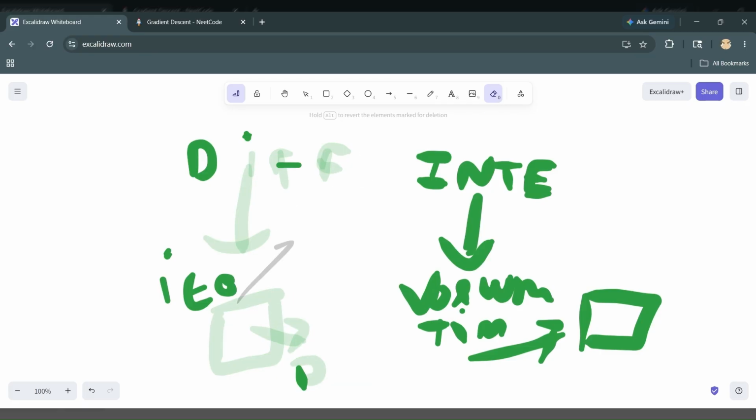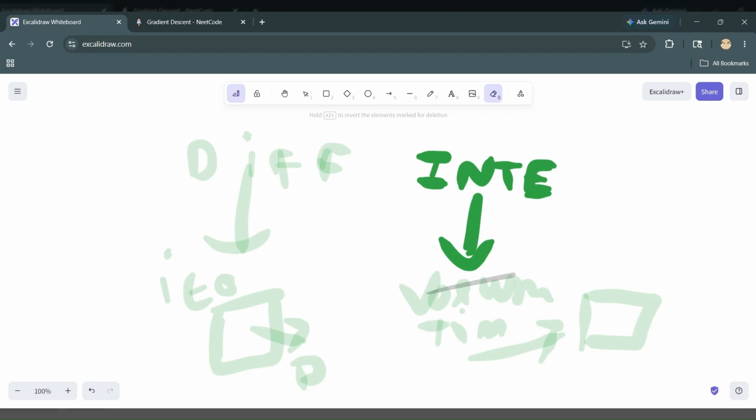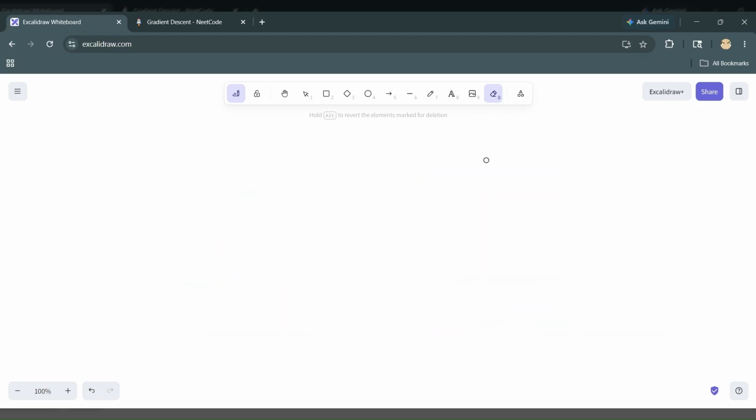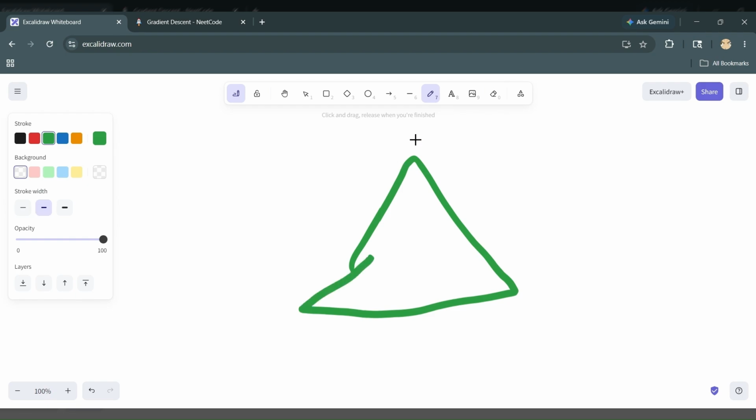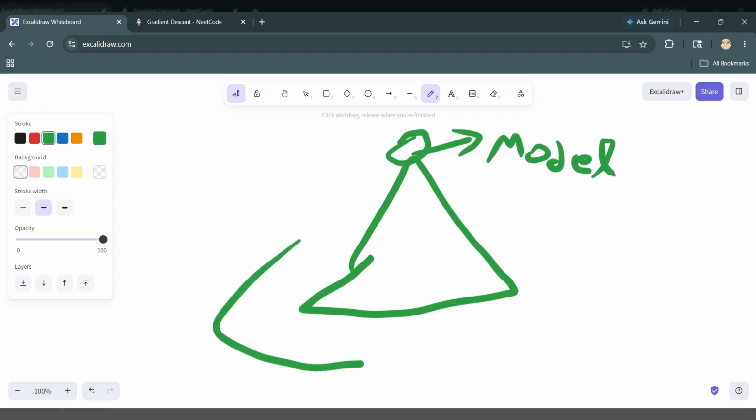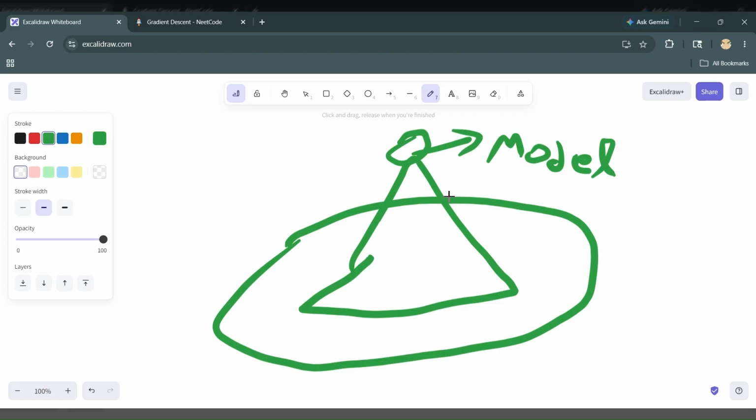So let's see what gradient descent is. It is an optimization algorithm or a technique that is used in machine learning. Let's say we are on a hill. Let's say there is a mountain here, and we don't know which point we are in. Let's call this model, and we need to find a way so that we can reach the bottom of it with as few errors as possible.